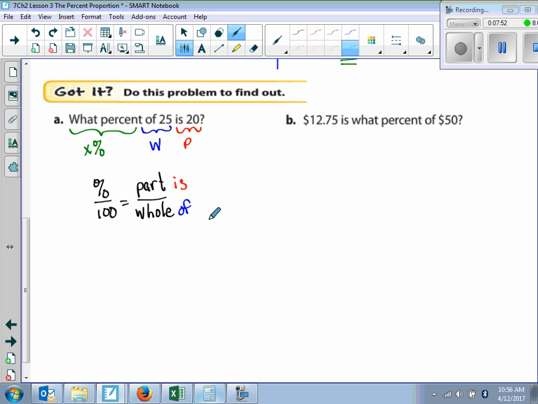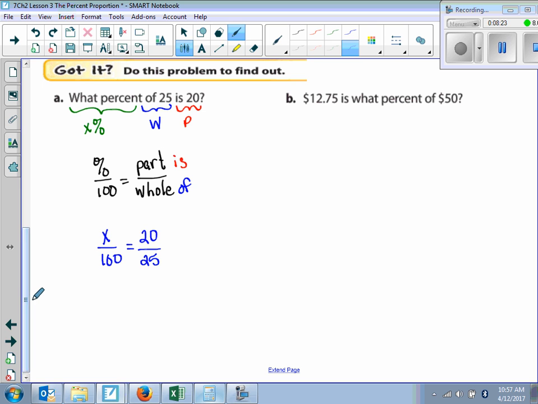Okay? So now we can substitute. So there's our formula. Now we're going to substitute into our proportion. So the percent is what we're solving for, so that's going to be our x. That's going to be over 100. The part, or the "is" number, is 20, so that goes in the numerator. The "of" number, or the whole, is 25, and that goes in the denominator.